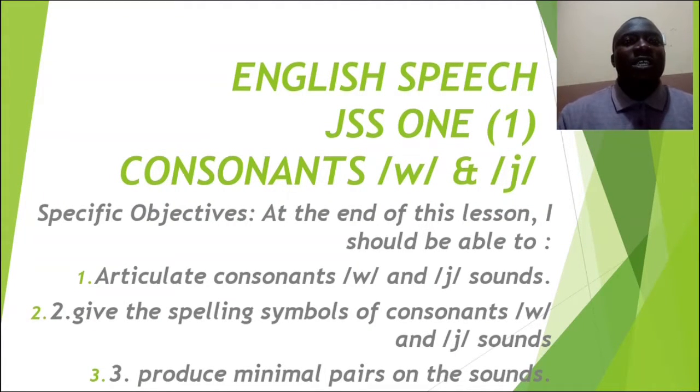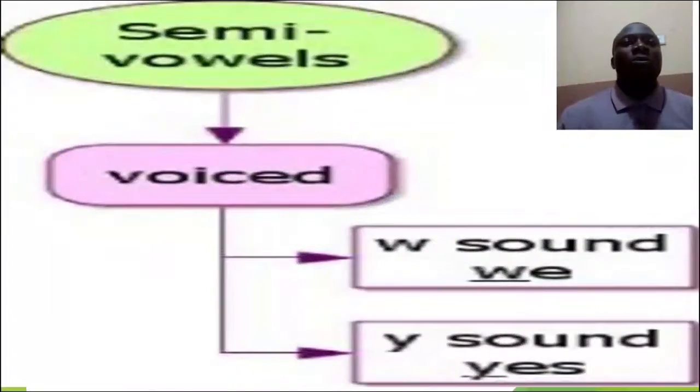My name is Mr. Monday Gabriel, and today we shall be looking at consonants /w/ and /j/ sounds. Our specific objective for this class states that at the end of this lesson, I should be able to articulate consonants /w/ and /j/ sounds, give the spelling symbols of consonants /w/ and /j/ sounds, and produce minimal pairs on the sounds. These are the things that we are going to be looking at.